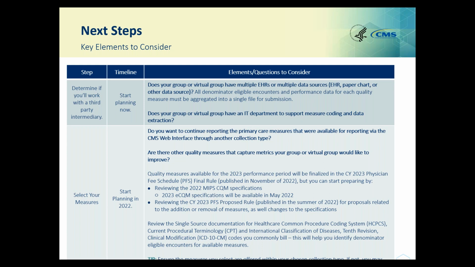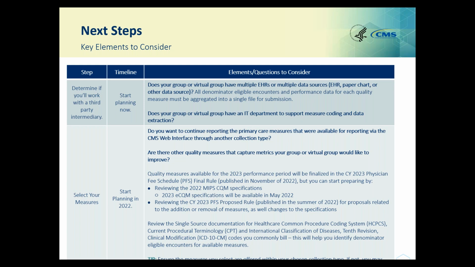Please note that the quality measures available for the 2023 performance period will be finalized in the calendar year 2023 physician fee schedule final rule, which will be published in November of 2022. But you can start preparing by reviewing the 2022 MIPS CQM specifications, reviewing the 2023 eCQM specifications that will be available in May of 2022, and reviewing the calendar year 2023 PFS proposed rule, which will be published in the summer of 2022, for proposals relating to the addition or removal of measures, as well as changes to the specifications.